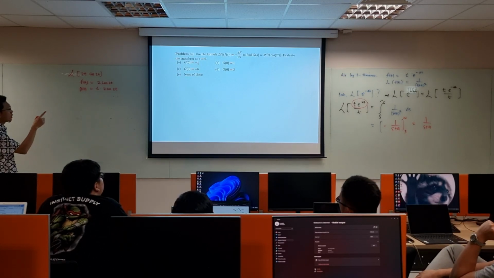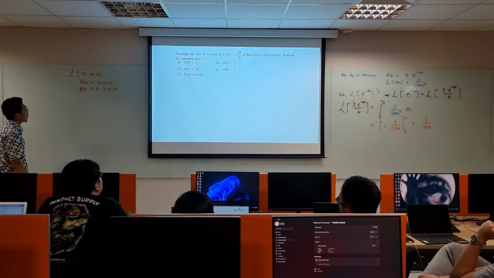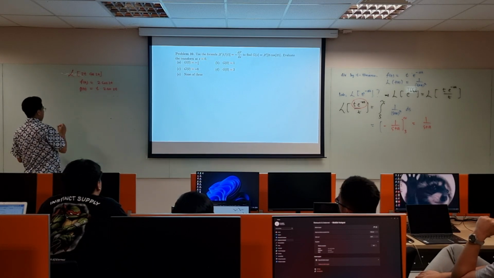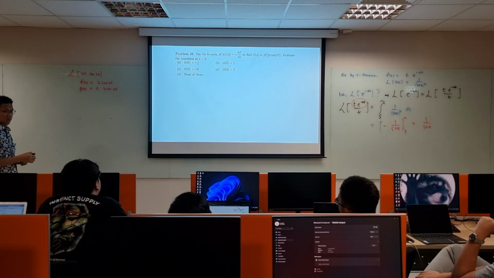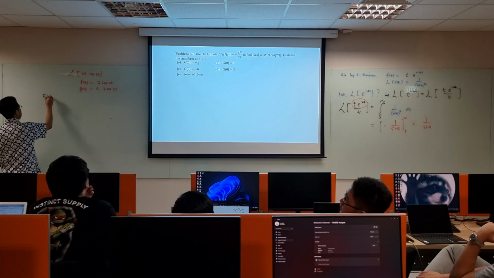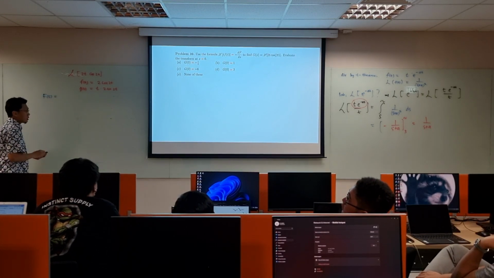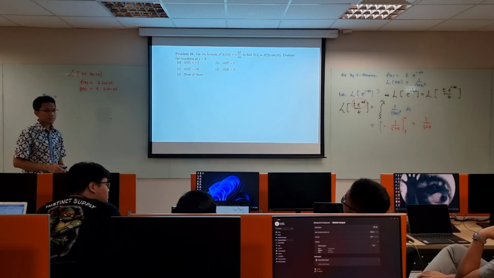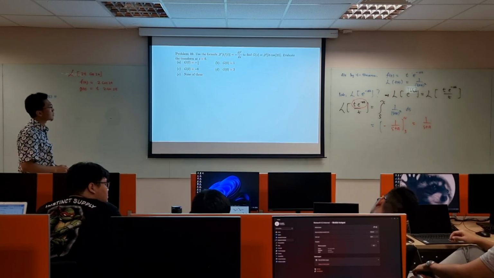Based on the formula, we have to know first what is the Laplace transform of f(t), which is F(s). So what is F(s) in this case? Check your Laplace table. Can you get your Laplace table?